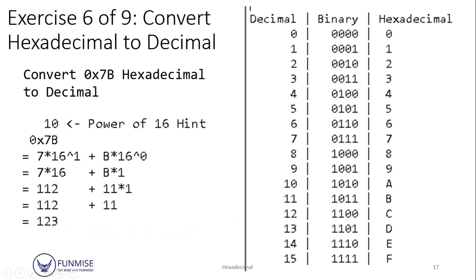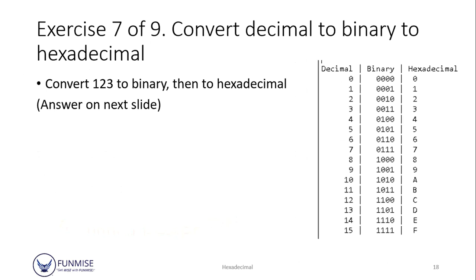Alrighty, let's move on to exercise 7 of 9. In this exercise, we're going to convert decimal to binary, then to hexadecimal, which is going in the reverse. So let's convert decimal number 123 to binary, then to hexadecimal. Answer is revealed next.